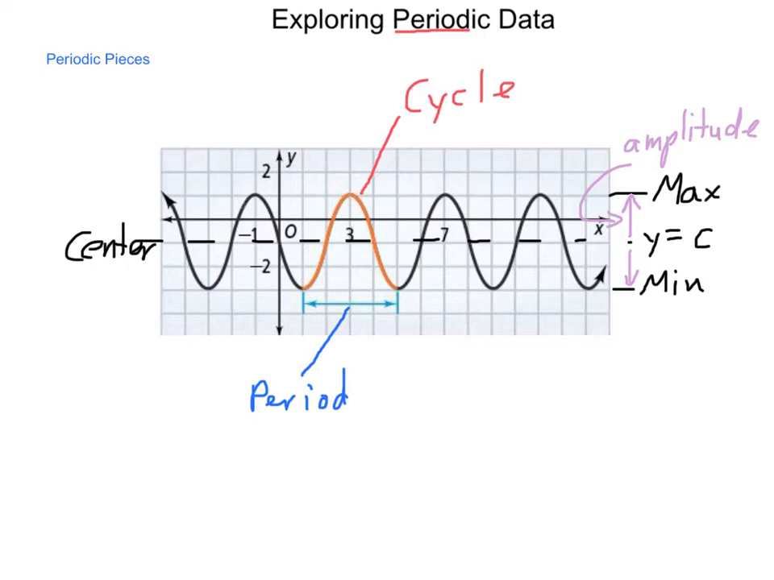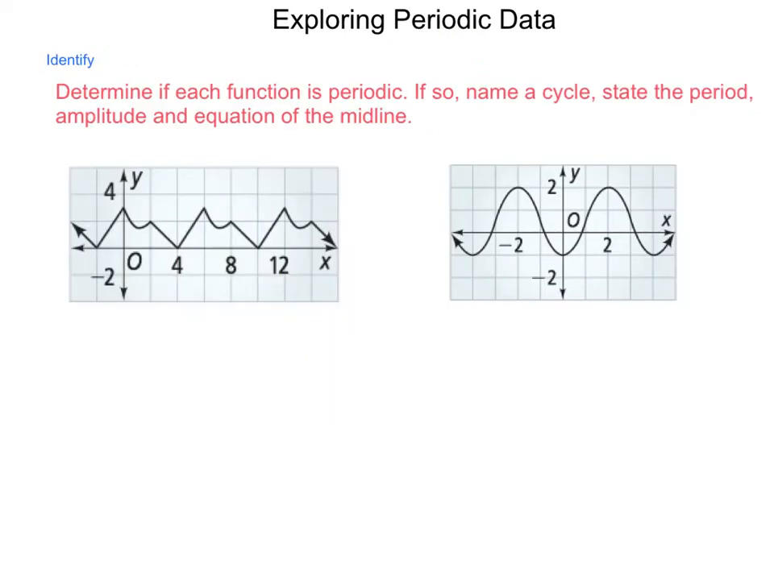Being able to identify a periodic function can sometimes be a little bit tricky. So let's take a look at some and see if we can identify their parts. We're going to determine in each of these if it is a periodic function, and if so, we're going to name a cycle, meaning its domain, state the period, the amplitude, and the equation of the midline. So first, in this first graph, are we looking at a periodic function? Does it follow the exact same output values on a regular interval? The answer is yes. This is periodic.